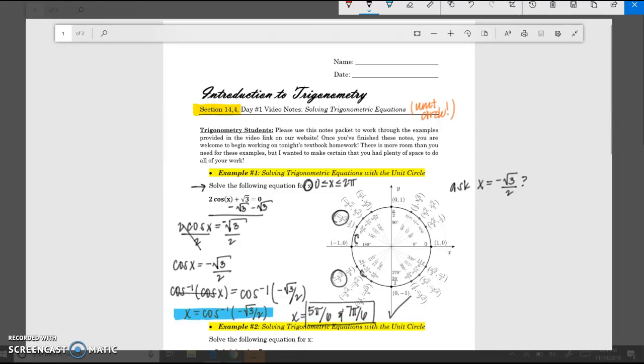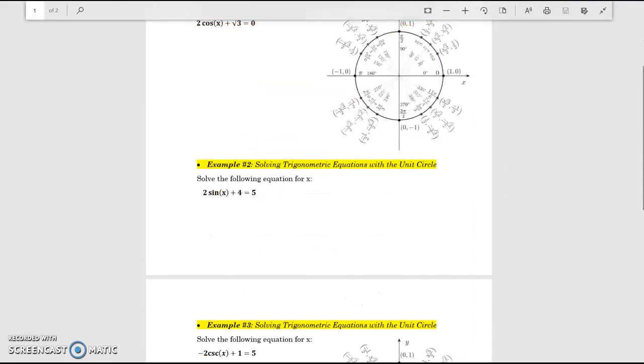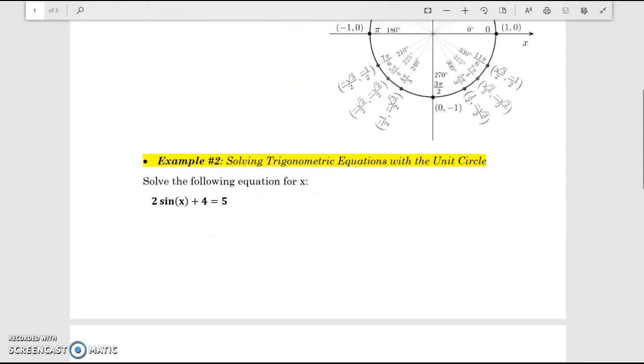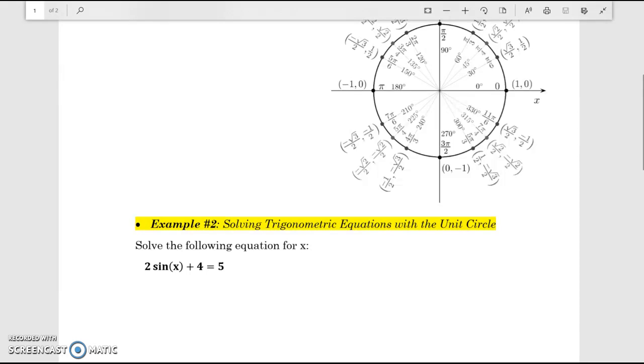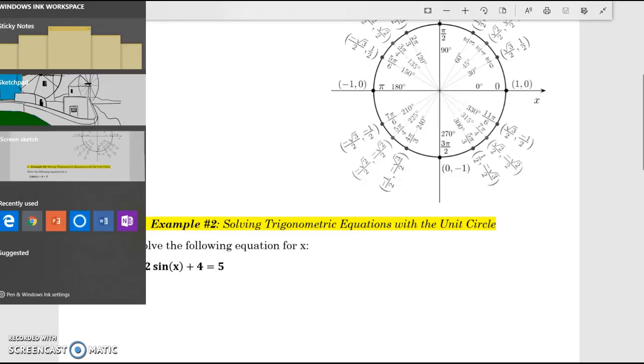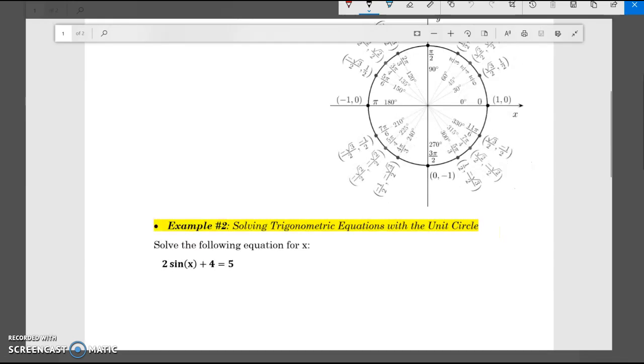Let me exit out and scroll on down to the second example so we can get another practice problem in there. So the next one that we're going to take a look at is going to be very similar to what we just did, in that our goal is going to be to get an x value completely by itself. So the next problem says 2 times the sine of x plus 4 is equal to 5. So just like before, our goal is to get x by itself.